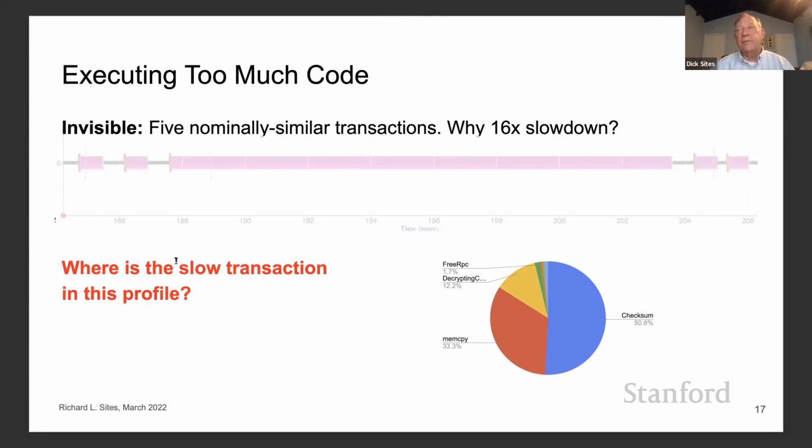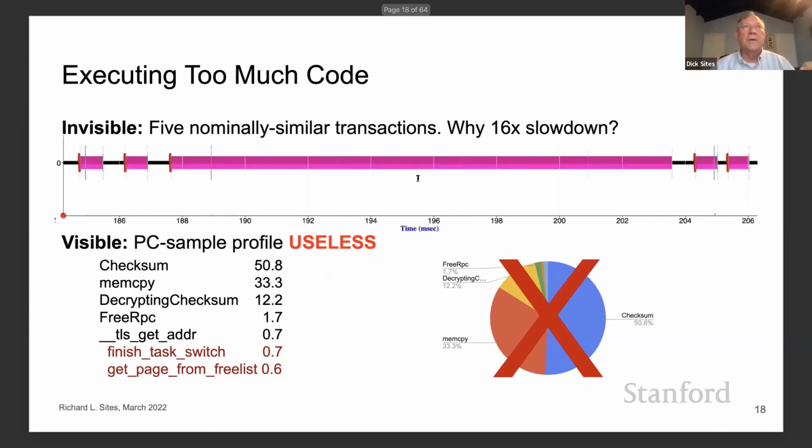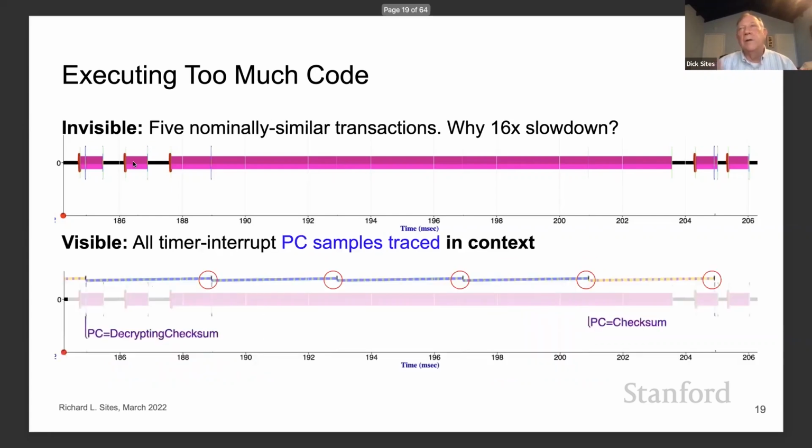So where in that profile is the explanation of why this is 16 times longer? It's not there. It's the wrong tool. PC samples are useless for distinguishing the short transactions and the long ones. All the profiling does is add up lots of samples, and it smashes together all of the good cases with the bad case, reducing the signal to noise ratio of the bad cases down to almost nothing.